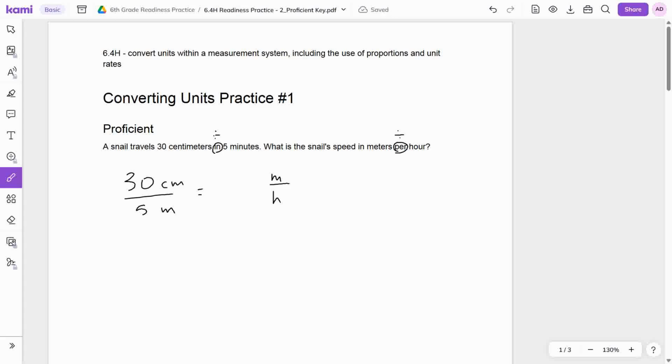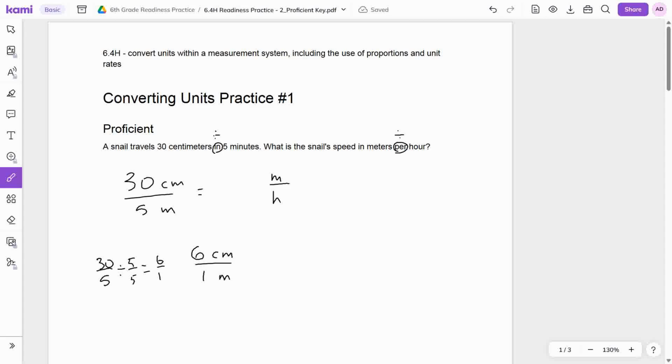So if I've got 30 centimeters in 5 minutes, how much would I get if I did centimeters per minute? Well, it's a fraction, right? 30 fifths. And if I divide by fives, I'm going to get 6 over 1, so I could just make that 6. So this is 6 centimeters per 1 minute. Now I've got a unit rate, all right?